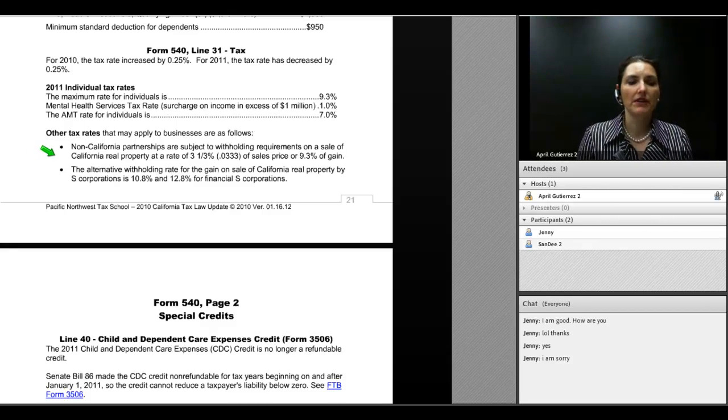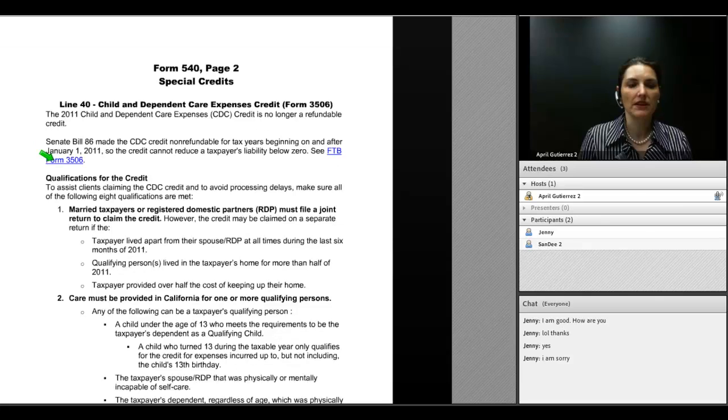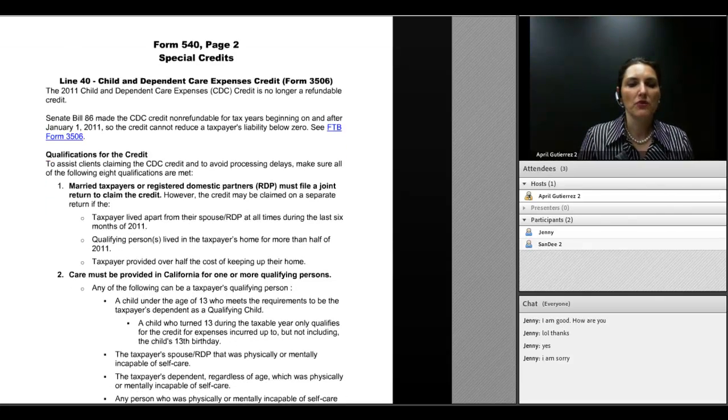Other tax rates that may apply to businesses are as follows. Non-California partnerships are subject to withholding requirements on the sale of California real property at a rate of 3.33% of the sales price, or up to 9.3% of the gain. The alternative withholding rate on the sale of California real property by S corporations is 10.8%, and 12.8% for financial S corporations.